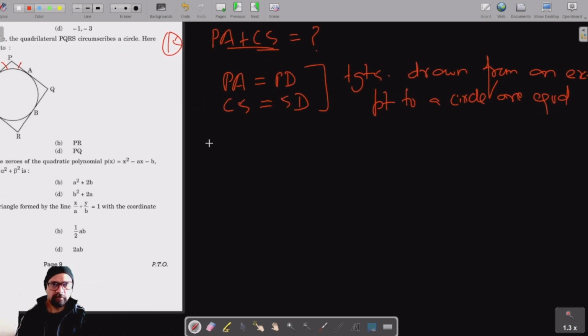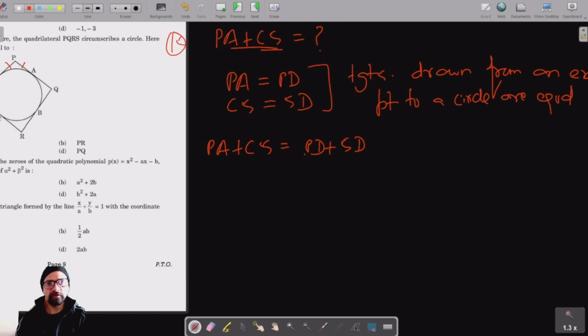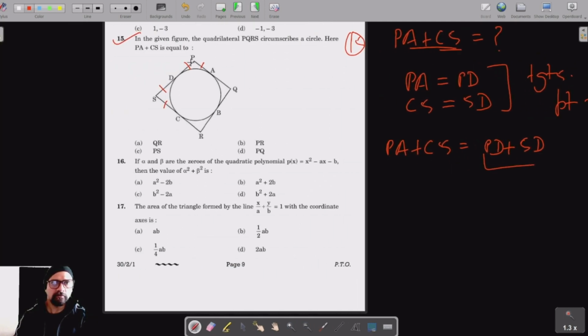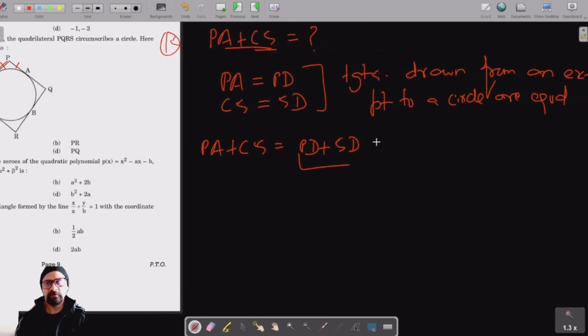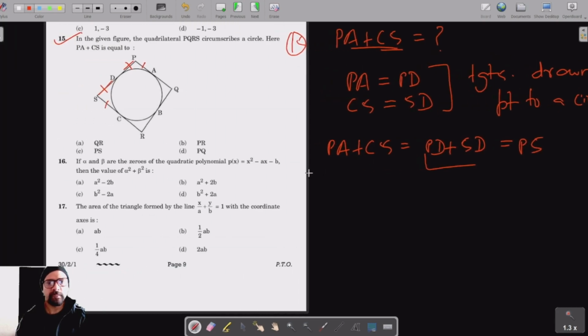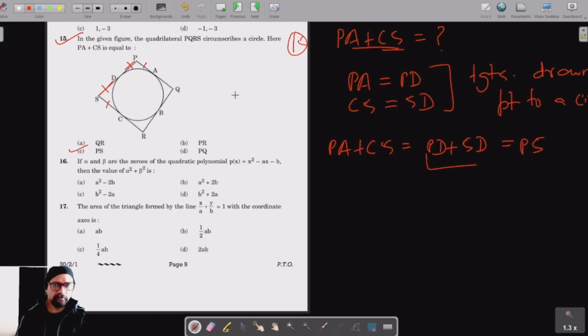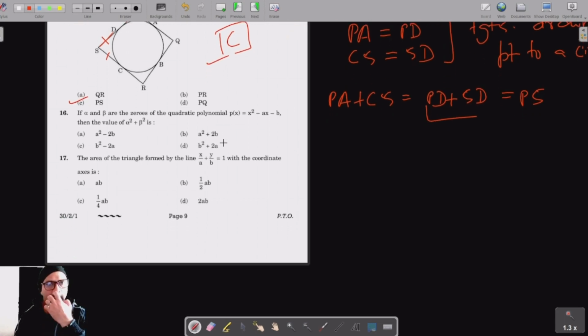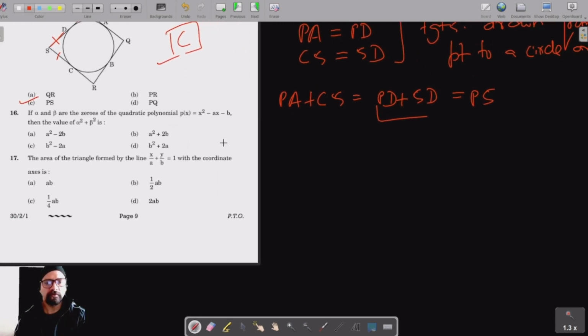Now let's replace the values here. So PA plus CS is equal to, now PA is equal to PD and CS is equal to SD. So PD plus SD gives us PS. Okay, so this is option C. So option C is the correct answer. And let's move on to question number 16.